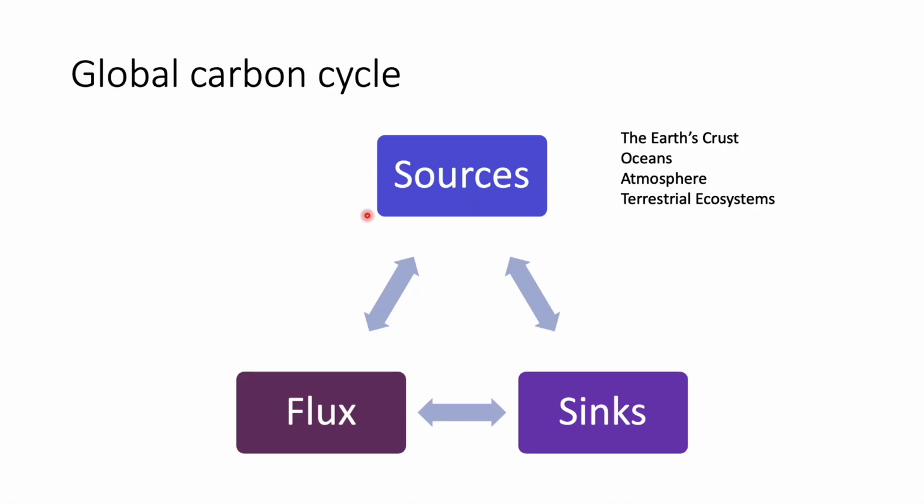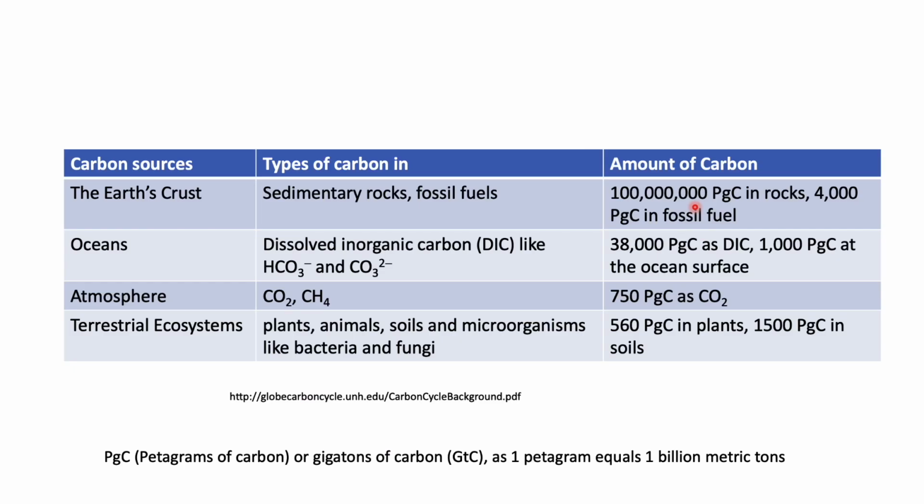So when we talk about the global carbon cycle, we have sources, we have sinks, and there is a flux between source and the sink. There are 4 major sources: earth crust, oceans, atmosphere and terrestrial ecosystems. And here we see what are the types of carbon present in these 4 major carbon sources. The earth crust has sedimentary rock and fossil fuel.